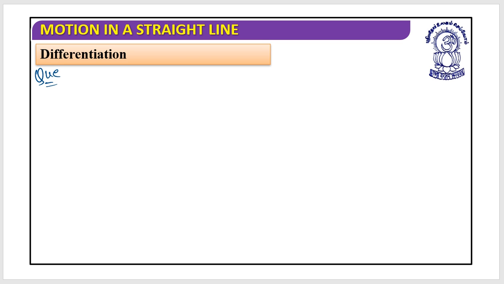You need to perform d by dx of x square into e to the power minus of x. What would it be? Let's say this is u, this is v. Now do a completely mental calculation. I am not going to write a single thing on this board.